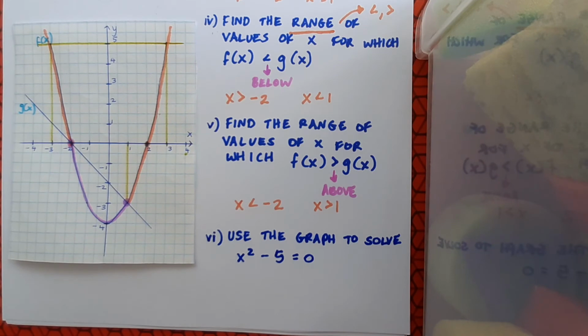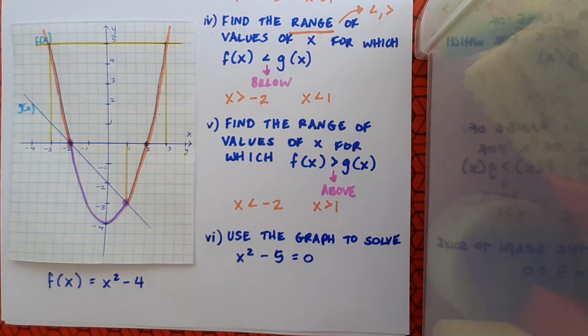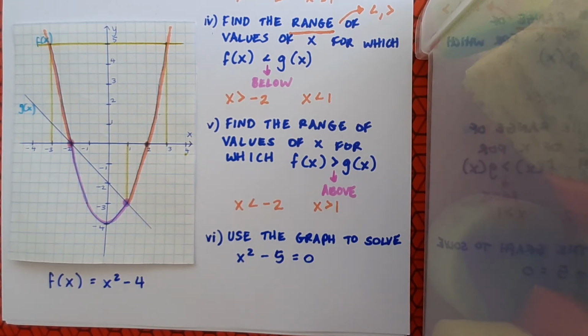Finally, sometimes we'll encounter a question where we're given a function, like in this case x squared minus 5, that is very like a function that was given in the question. So for example, our f of x in this graph is x squared minus 4. But this is very like it, but it's not exactly the same. It's x squared minus 5. And we're being asked to use the graph to solve this, but how can I? Because I don't have x squared minus 5 on the graph.